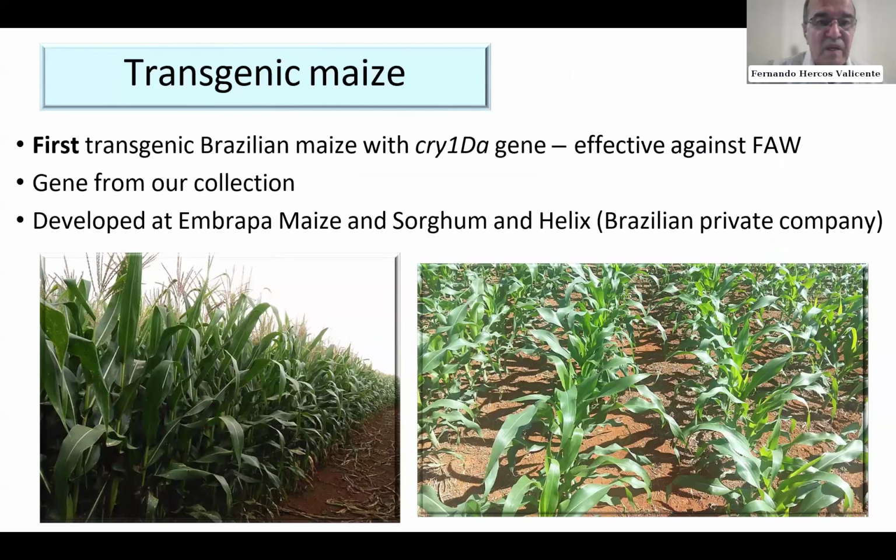Transgenic maize. We have the first transgenic Brazilian maize with the Cry1Da gene from our Bacillus thuringiensis collection. It's very effective against fall armyworm. It was developed at EMBRAPA Maize and Sorghum and Helix, a Brazilian private company. Now it's beginning some commercial trials with China and Europe. Next, please.